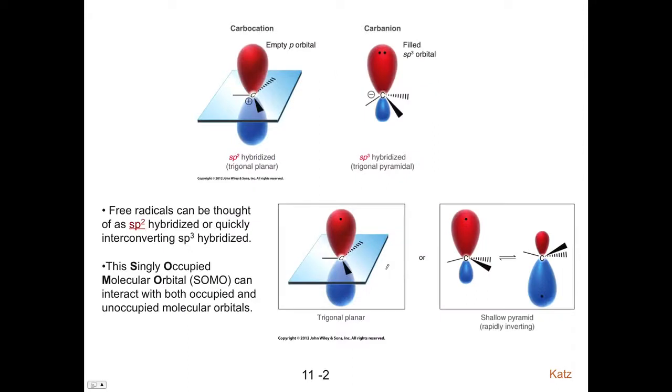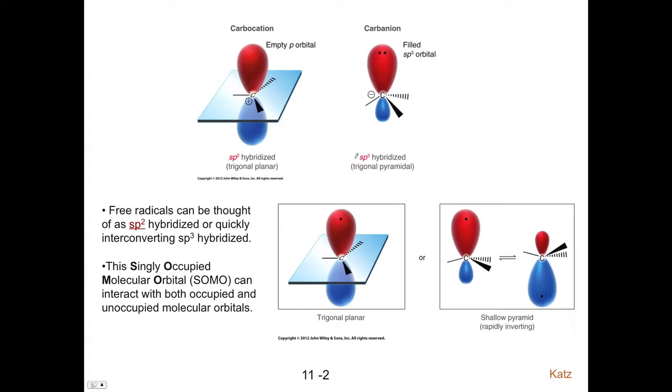All right, and let's talk a little bit about the character of these radicals. Carbocations, for example, have an empty p orbital. It is an sp2 hybridized species. It is trigonal planar, as you'd imagine for an sp2 hybridized thing. A carbocation has a plus charge there, and your p orbital is available. There's no electrons in it.